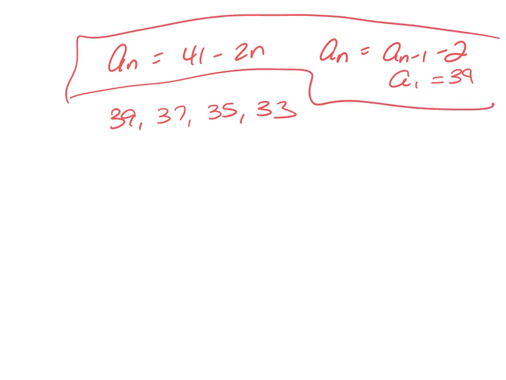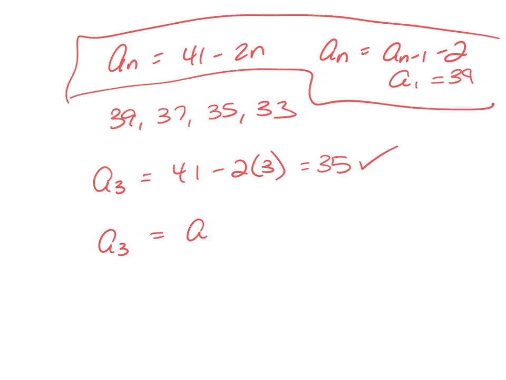Now let's put it to the test. If I want A3, that equals 41 minus 2 times 3. See if that works. So that equals 35. Oh, that worked. You understand that? Now let's see here. If I want A3, that means n is 3. That would be n is 3, 3 minus 1, minus 2. So A3 would be A2 minus 2. What's A2? 37 minus 2, 35.